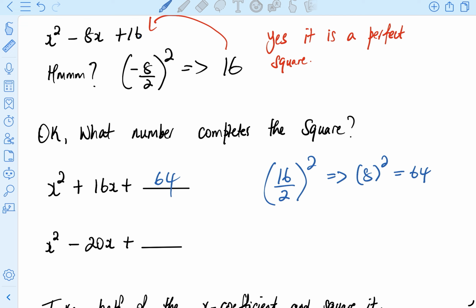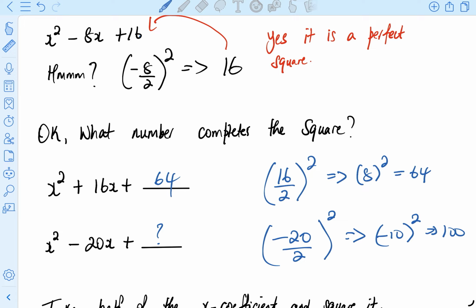X squared minus 20x plus what number completes the square? Well, negative 20 divided by 2 squared. You see why this works? Because the square of a negative is always positive. This would be negative 10 squared, which is going to be 100. So the number that completes this square is 100. It's really that straightforward. So let me ask you guys a few questions here.